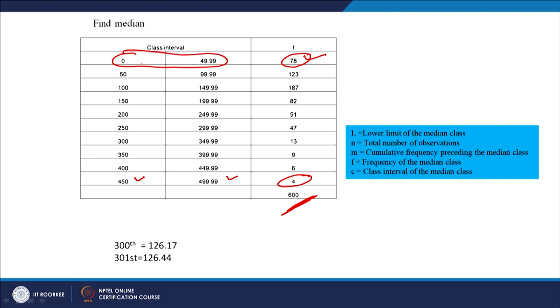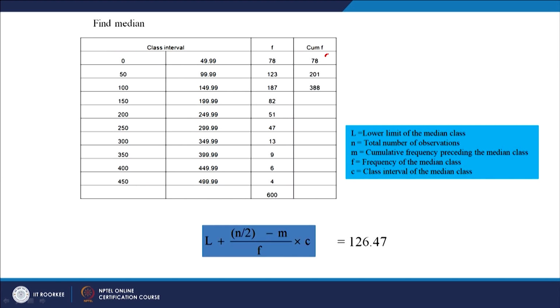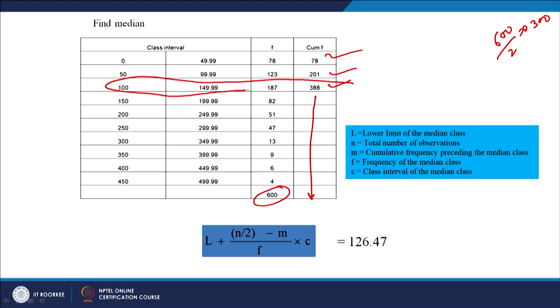So, how would you calculate the median? For calculating the median, what do you need? You need to first of all find the cumulative frequency, right. So, the cumulative frequency is 78, then 201 and 388. You can calculate the remaining cumulative frequencies. Now, this total value is 600, and the median position would be 300, right. So, 300 is falling in this particular class.